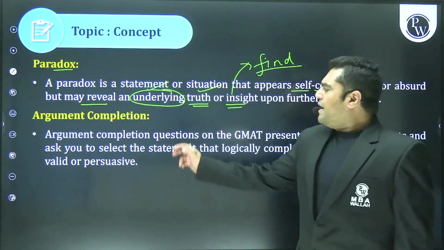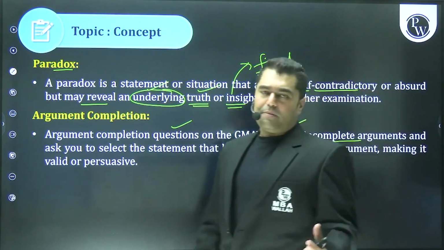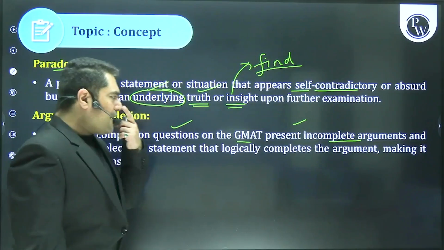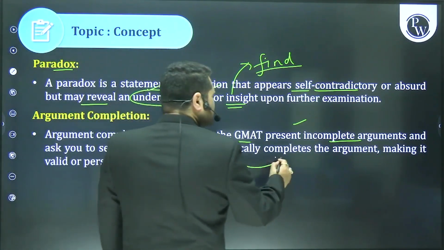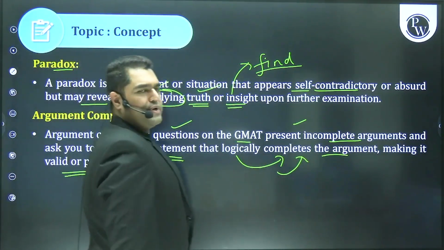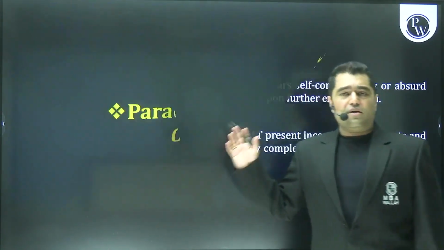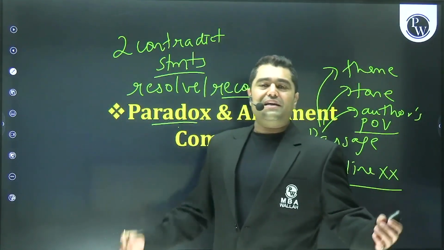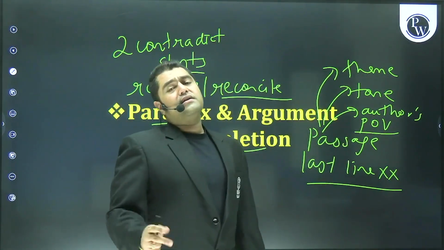Completion क्या होता है? बहुत आसान है. Questions on the GMAT present incomplete arguments. Incomplete मतलब the last sentence is deleted. All right, and ask you to select that statement which best completes the argument, making it valid, making it persuasive, and making it complete. So once again in this, like Amit sir already scribbled, what will be needing? You will be needing the theme, tone, author's POV. The better you get at it, the more awesome.